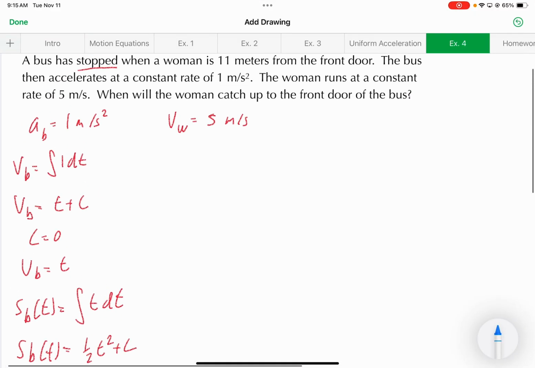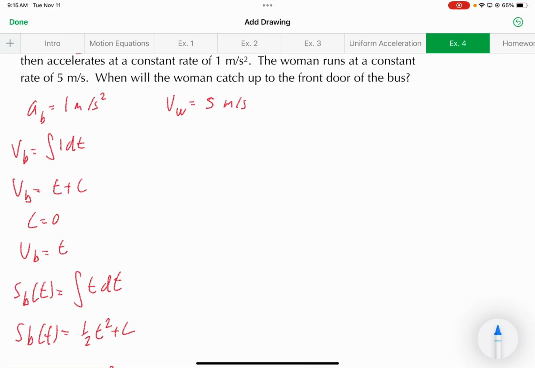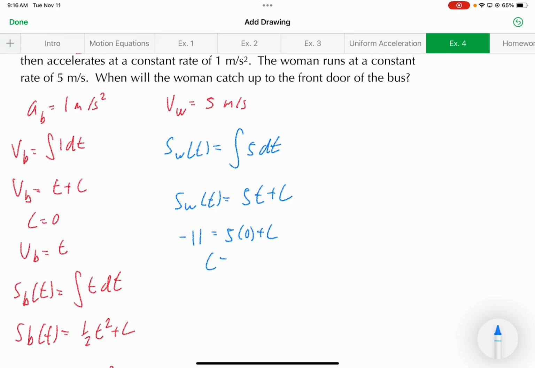All right, and then let's do the woman. The position of the woman at time t is the antiderivative of 5 dt, so 5t plus c. We had information for the initial position, right? What did we say the initial position was for the woman? -11. So -11 equals 5 times 0 plus c, which means c is going to equal -11. So the position of the woman at time t is just 5t minus 11.